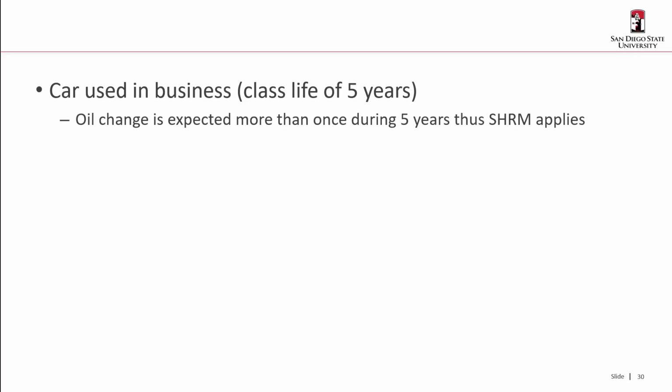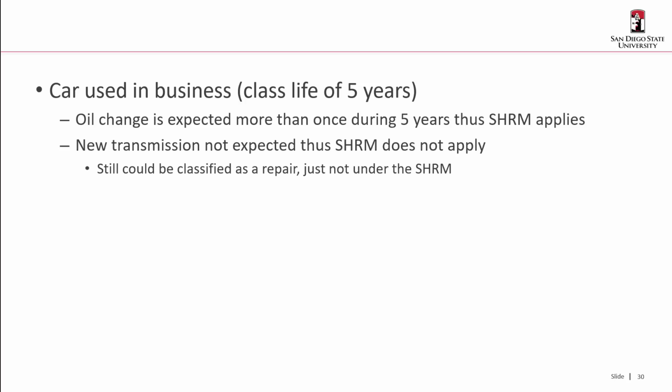And the answer is almost certainly yes, right? I mean, you typically have to change your car oil every 3,000 miles. And so you could probably think, yeah, there's a pretty good chance I'm going to change the oil in that thing more than twice. And as a result, you can just apply the routine maintenance safe harbor and for sure deduct it. And again, you'd probably treat that as a repair anyway.